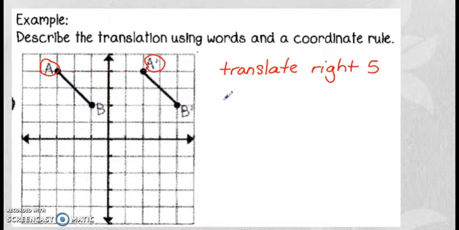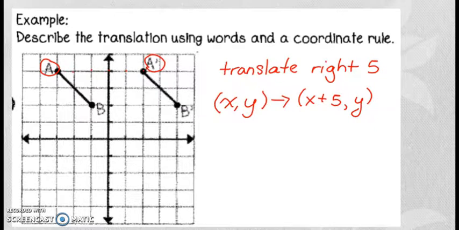Now, writing our coordinate rule, we start with our ordered pair. X tells us left or right. Right is positive. We went 5 spaces. The Y did not change at all, so Y stays Y.